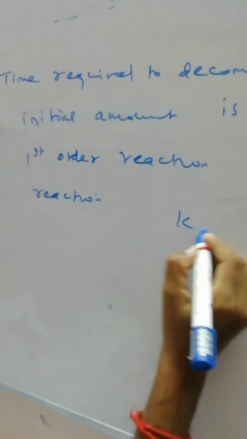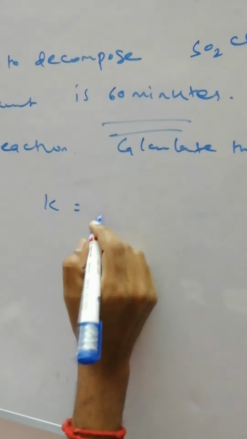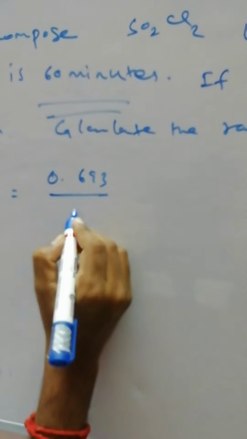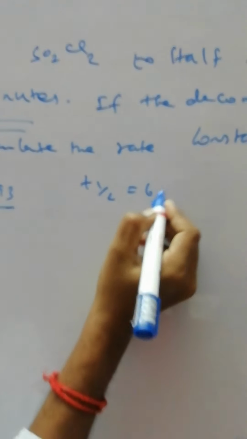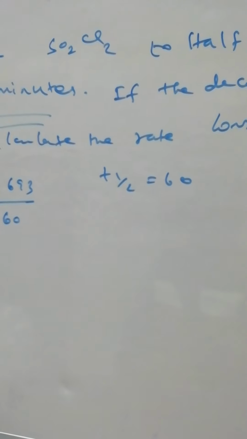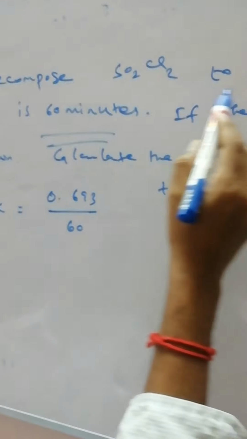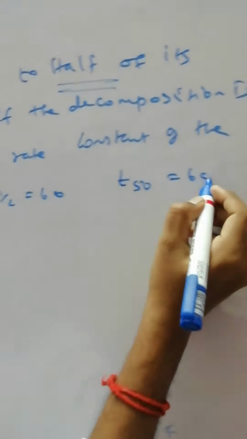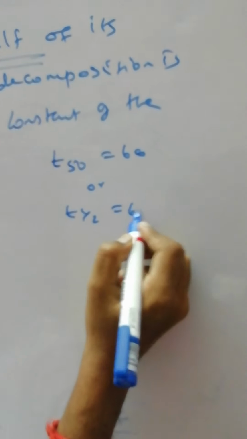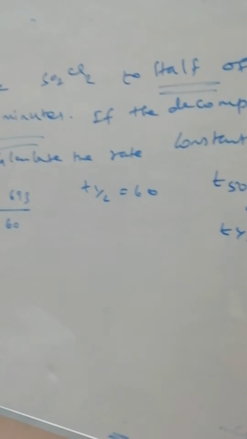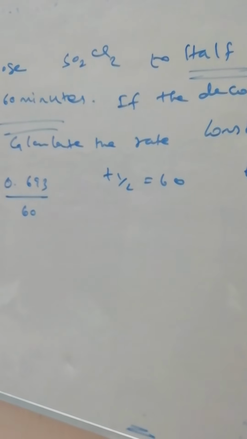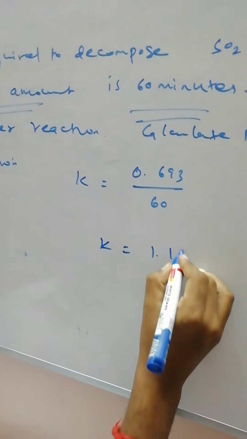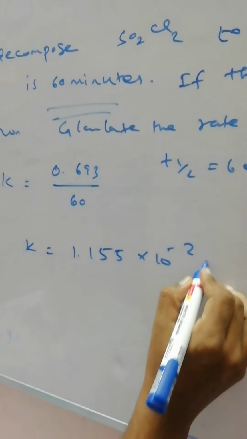From this, K is equal to, it's a half-life period, no? So we use the formula 0.693 by 60. T half is equal to 60. The question is given half of the initial amount. The time required by thionyl chloride to reach half of its initial amount means T50. T50 is equal to 60. Same thing. If the decomposition is first order, then K is equal to the value 1.155 into 10 to the power minus 2 minute inverse. This is the answer for this question.